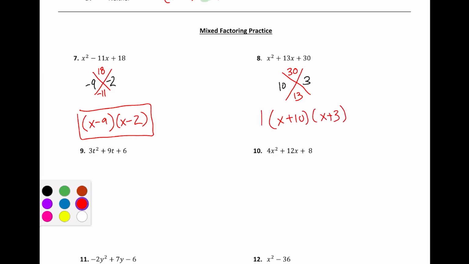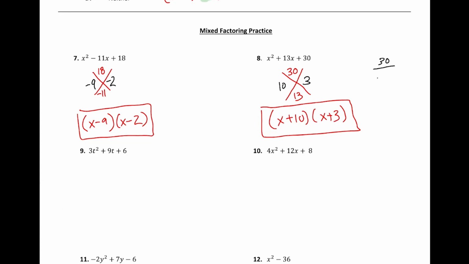Both 7 and 8 kind of fall into the easy category. Anytime that leading coefficient is 1, you can work it out really just like this. The only thing that might give you some trouble is coming up with those two numbers. So like on number 8, for instance, you might consider writing out all the factor pairs that you can think of and just wait until you see one that adds up to 13, and you'll eventually get there.